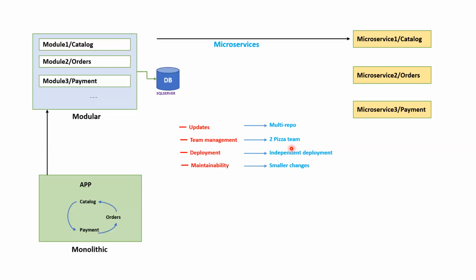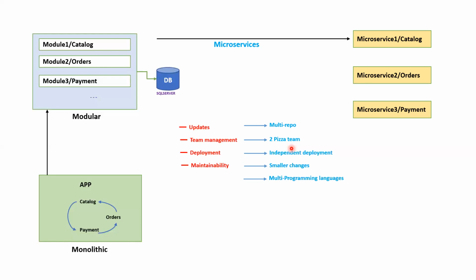We can deploy it without having tension about testing other areas, because it's a separate process running in a different server component and can also be deployed on a different server. So there is no need to worry about other areas as in a monolithic or modularized architecture. Okay, so this is all about how smaller changes can be easily maintained.